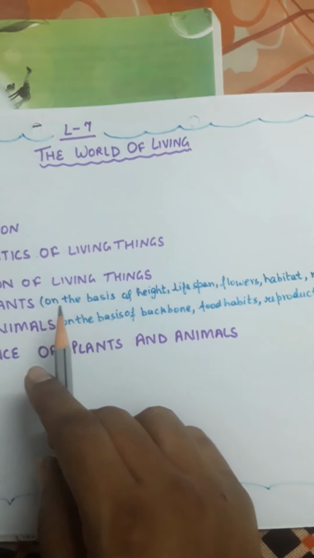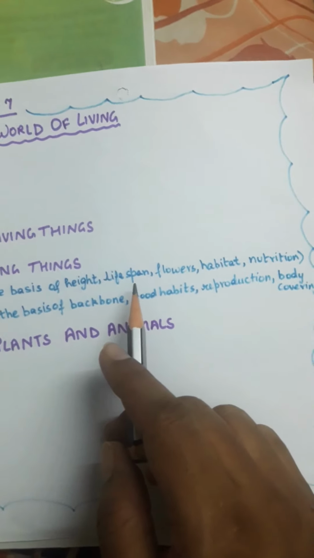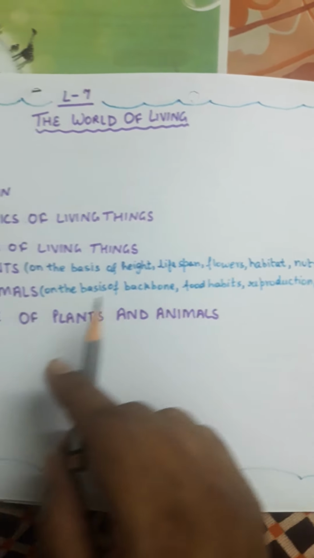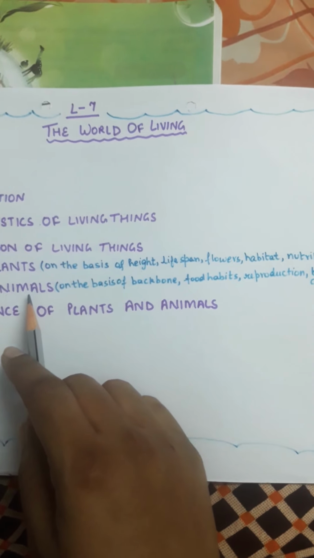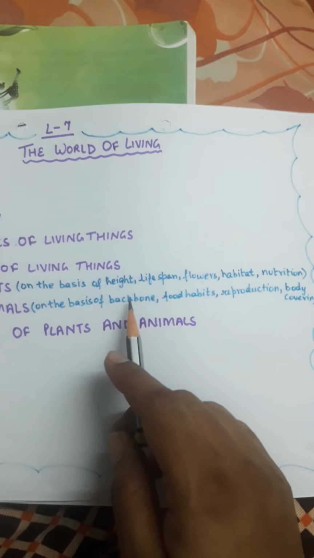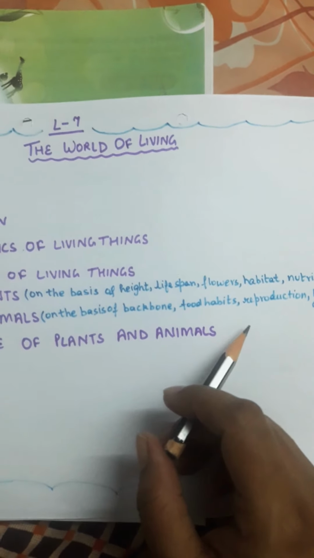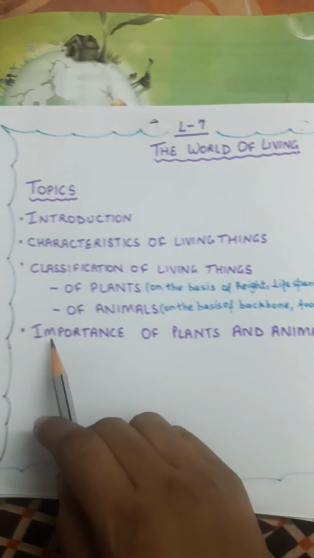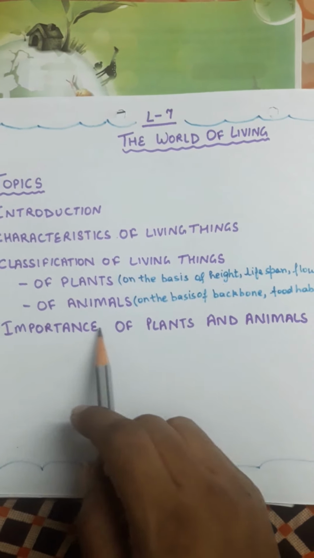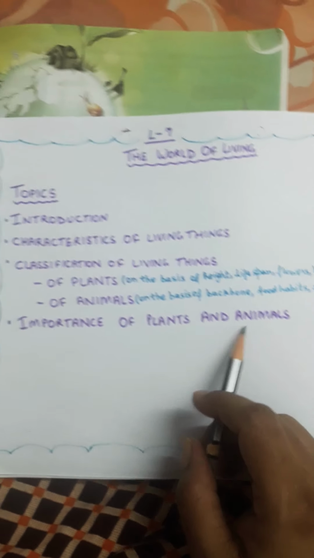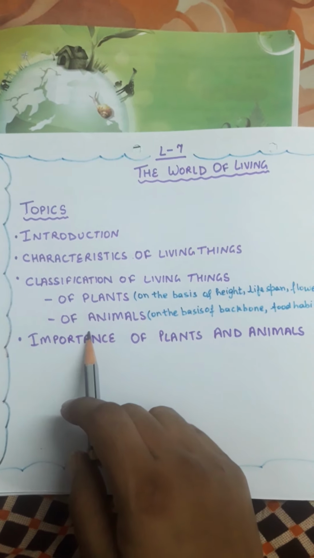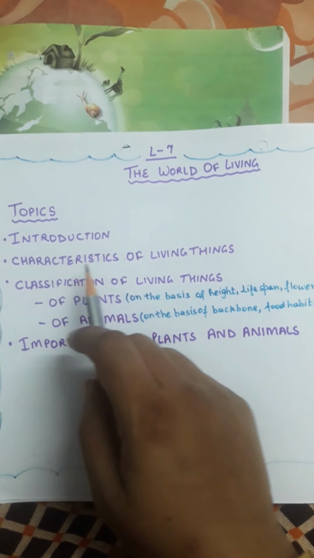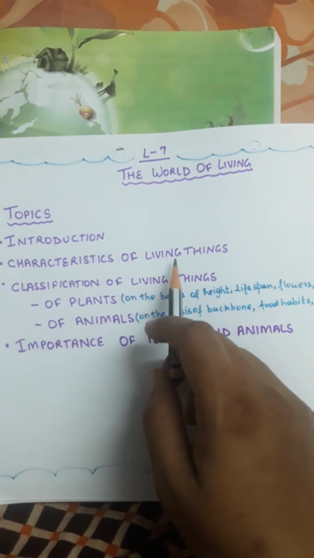Classification of plants will be done on the basis of height, lifespan, flowers, habitat, and nutrition. And classification of animals shall be done on the basis of backbone, food habits, reproduction, and body covering. After that, we'll be doing importance of plants and animals. So these are the topics which I'll be covering one by one. Today I'll be taking introduction and I'll be starting with the characteristics of living things.